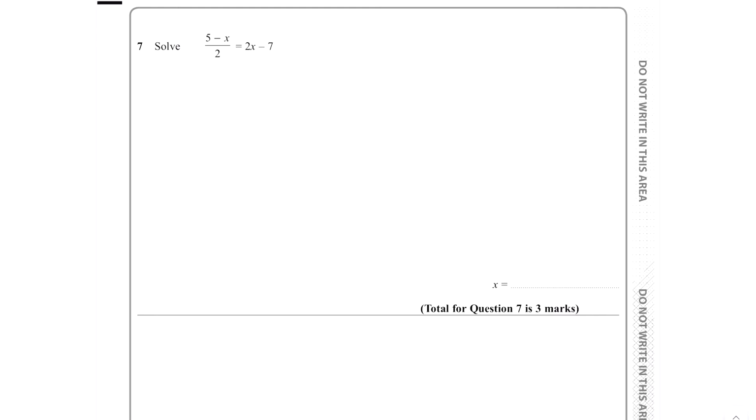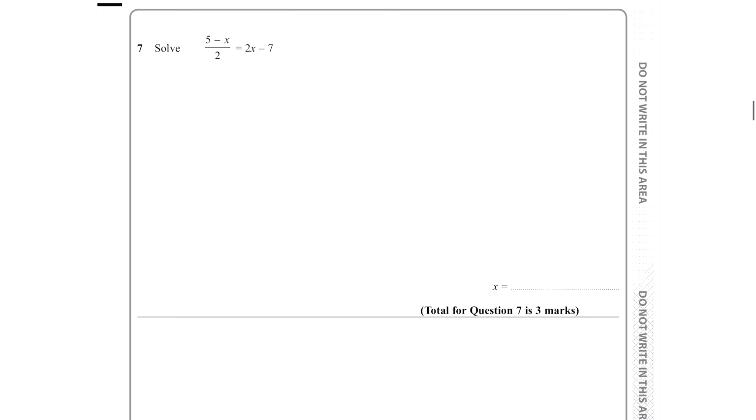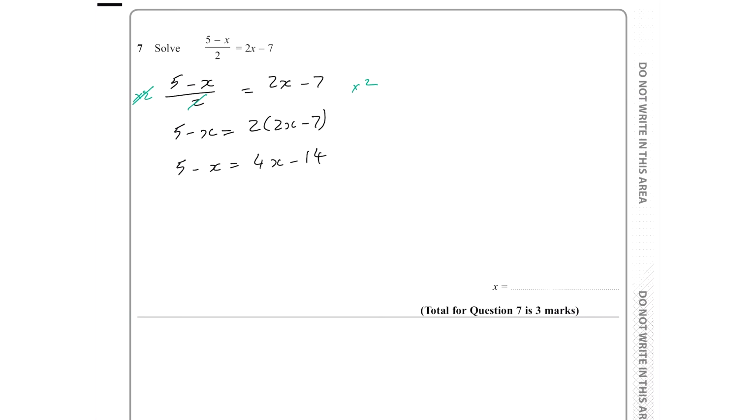Question 7. Solve this. So straight away, hopefully you can see that whenever you have fractions, you want to try to get rid of the denominators. So in this case, if I write that out, (5 minus x) over 2 is equal to 2x minus 7. I want to multiply both sides by 2. When I multiply the left by 2, it cancels this out. So we are then left with 5 minus x is equal to 2 bracket 2x minus 7. If I expand the brackets, I end up with 4x minus 14.